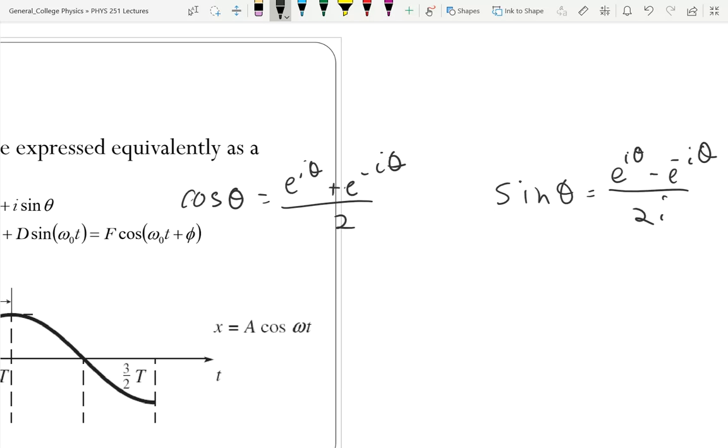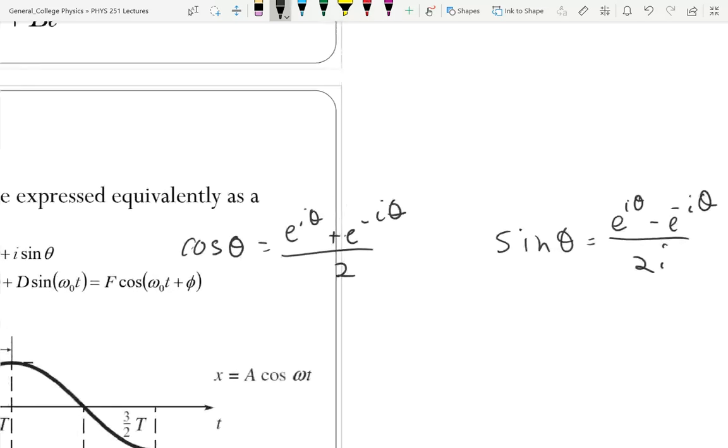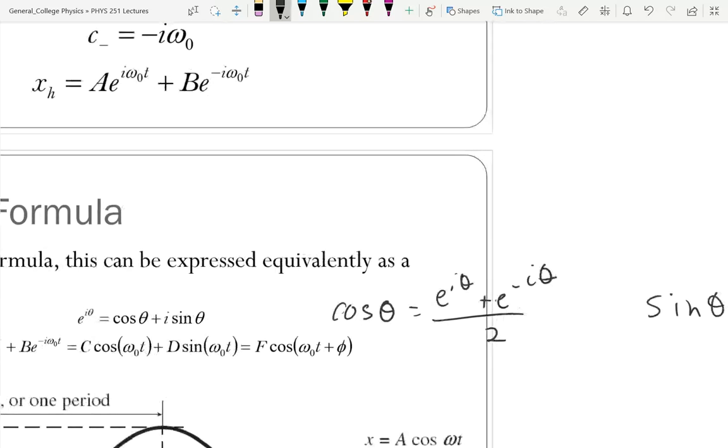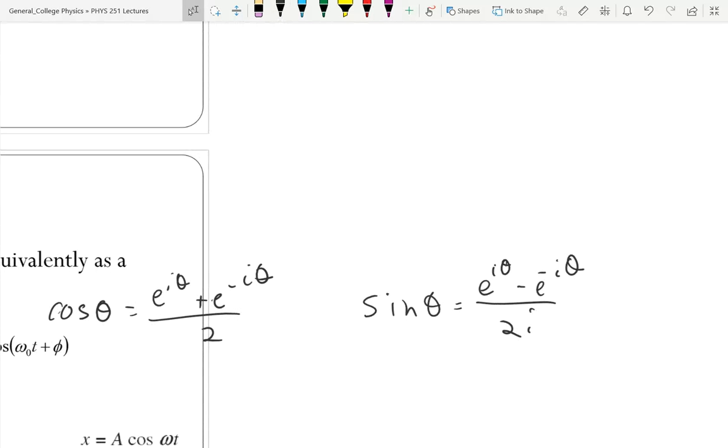And you're probably thinking, here I thought sine was opposite over hypotenuse. That is a very limited case. That's only if you have a right triangle. These are general formulae. So how is that going to help us? Well, let's look at our solution. If I have a e to the i omega t plus b e to the minus i omega t, I can combine those using Euler's relation.